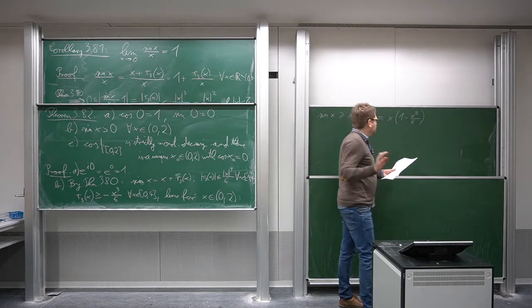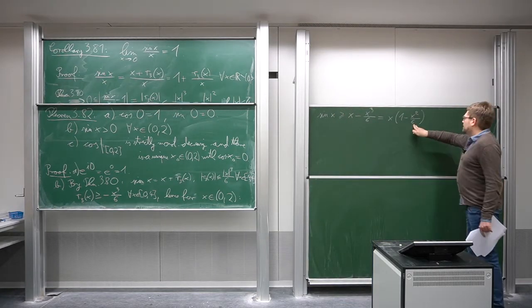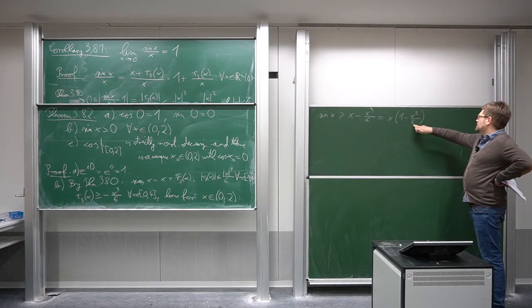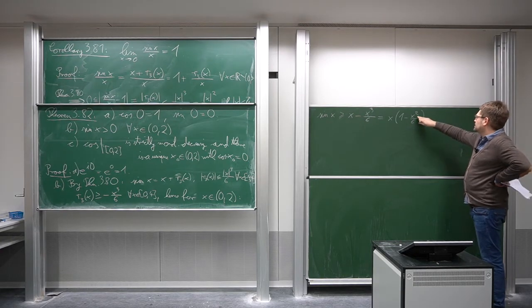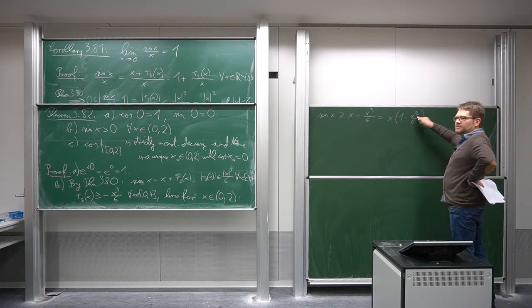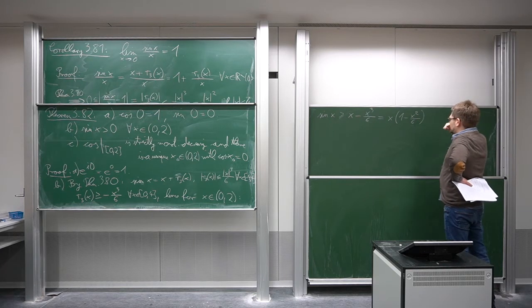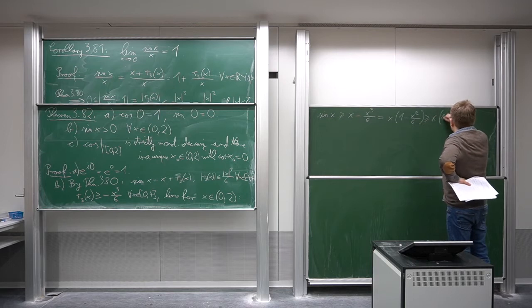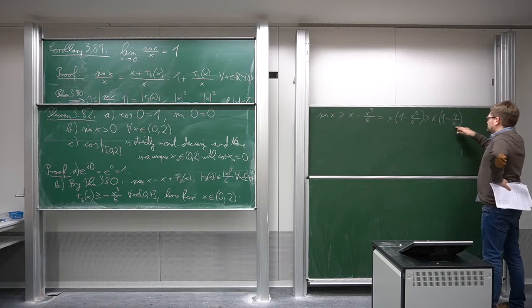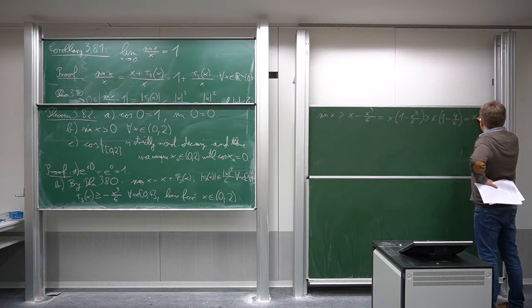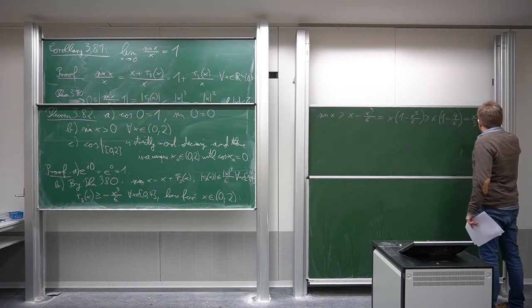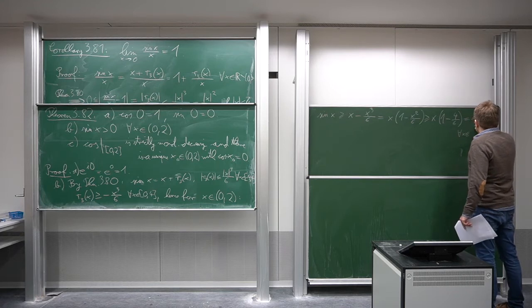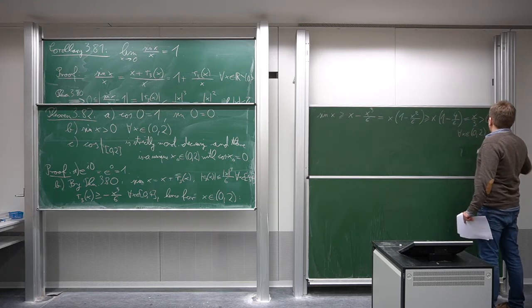Sorry, the mistake: this here is a negative number. So how bad can this be? x is not bigger than 2, which means that x squared is not bigger than 4. And so in total, we get that this is bigger than or equal to x times 1 minus 4 over 6, which is 2/3, which means that this is x over 3. And this is bigger than 0 for all x between 0 and 2, of course.